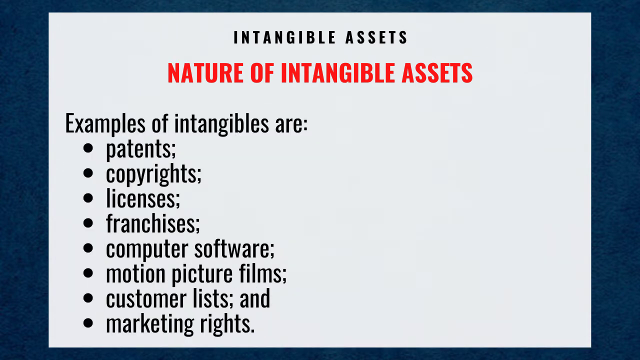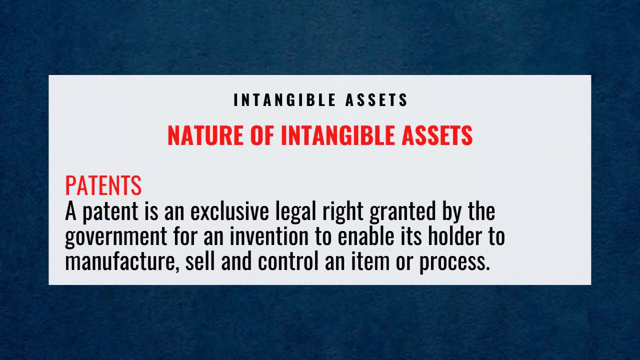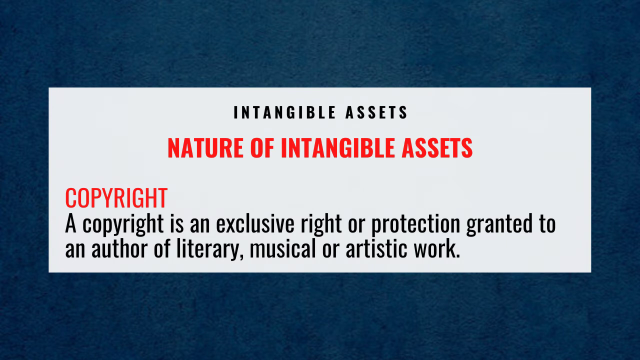Examples of intangibles are patents, copyrights, licenses, franchises, computer software, motion picture films, customer lists, and marketing rights. Patents. A patent is an exclusive legal right granted by the government for an invention to enable its holder to manufacture, sell, and control an item or process. Copyright. A copyright is an exclusive right or protection granted to an author of literary, musical, or artistic work.